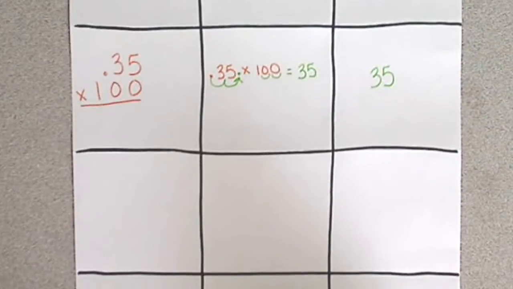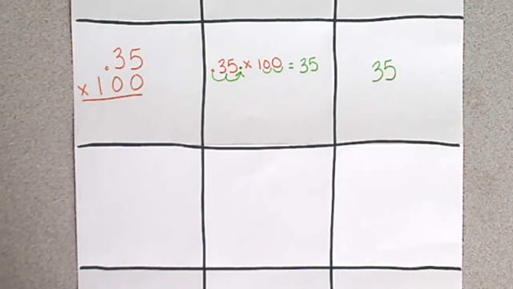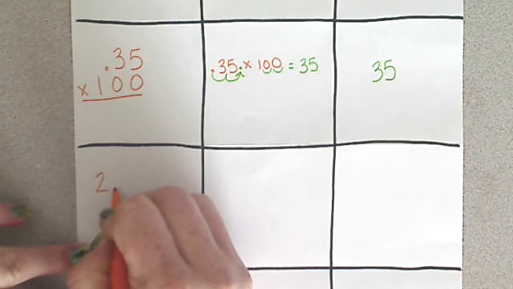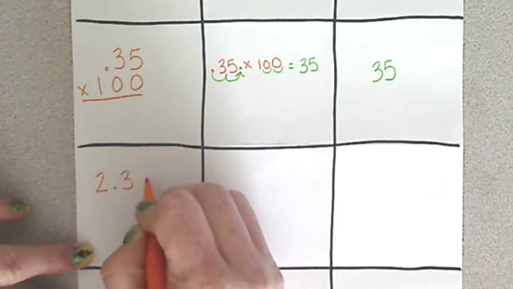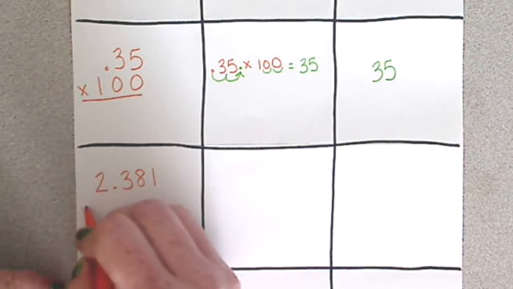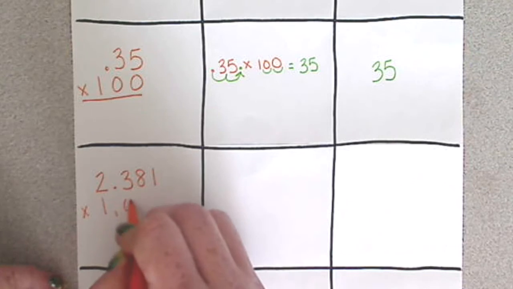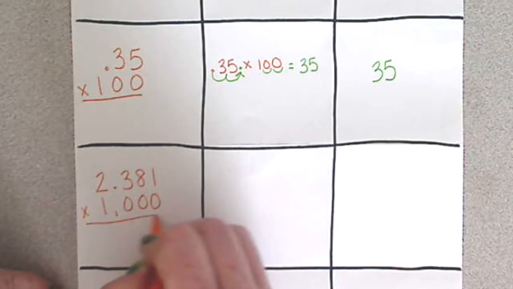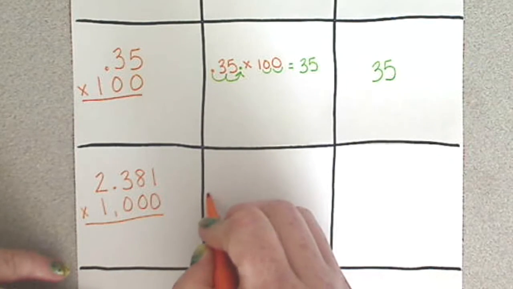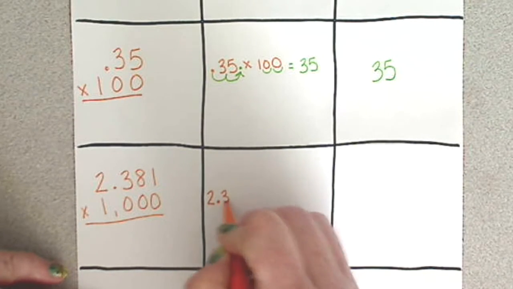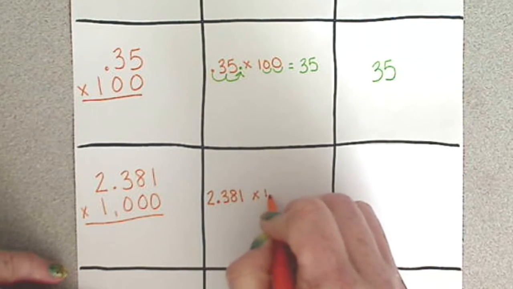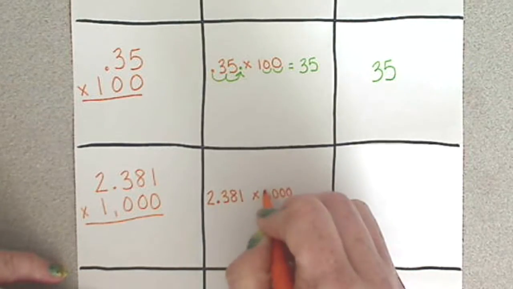All right, let's look at our fourth example, which is 2 and 381 thousandths times 1,000. Just like we did before, write it horizontally. 2 and 381 thousandths times 1,000.